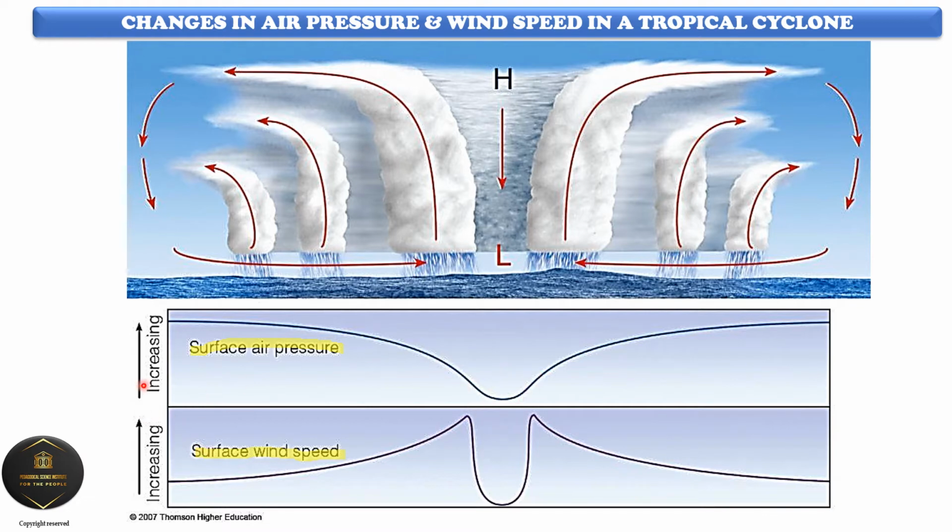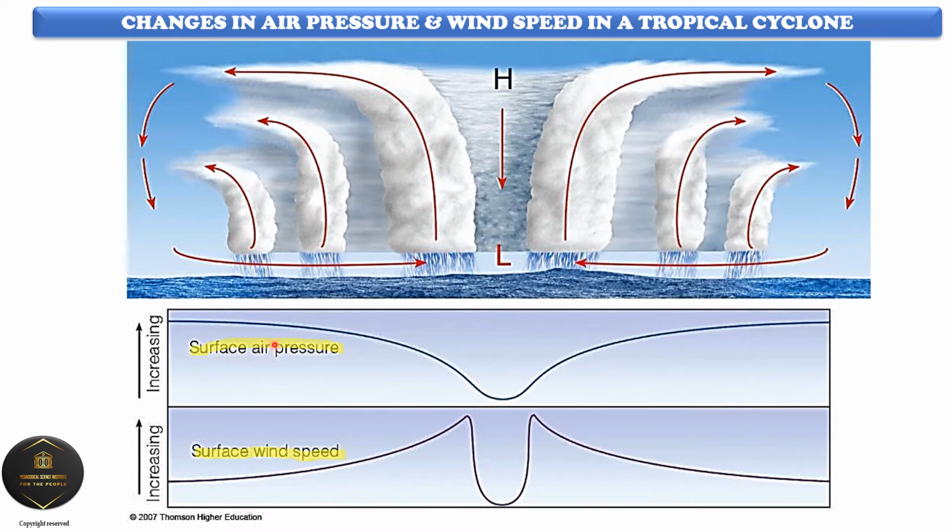Now we notice that your y-axis shows an increase as you move up, and as you go down, there's a decrease. That's what we want to observe in the graph as well, looking at the relationship between changes in air pressure within the different parts of the system with respect to the changes in wind speed, of course.